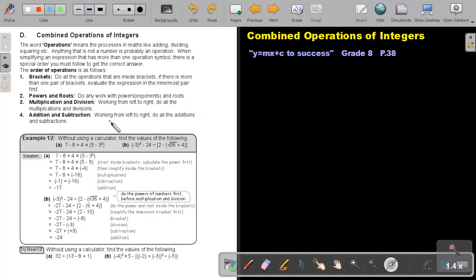The same is for addition and subtraction. If it's addition and subtraction, then you do addition, subtraction. But if it's first subtraction, then addition, then you first do subtraction. Now, I'm going to look at two examples. Without using a calculator, find the values of the following.